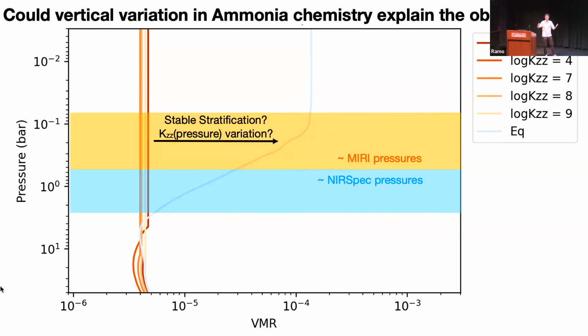Maybe there's some kind of stable stratification where it's settled down, and so this inhibits vertical mixing at a certain point. The KZZ profile as a function of pressure might substantially drop off, causing the abundance to be pushed back towards the equilibrium model. If you have a slightly higher ammonia abundance at these higher altitudes and a reduced abundance at these lower altitudes, you might be able to explain the strong absorption in the MIRI wavelengths while there's less absorption in the NIRSpec wavelengths. But this is not confirmed. It's just the question that we're investigating.